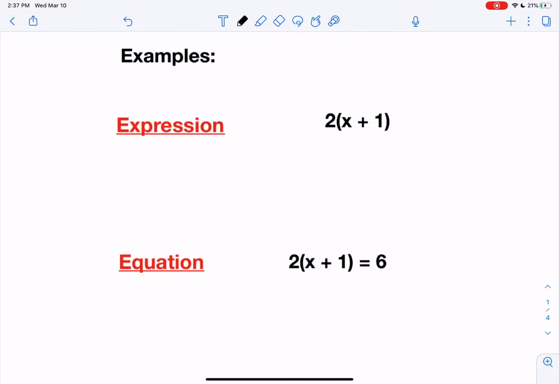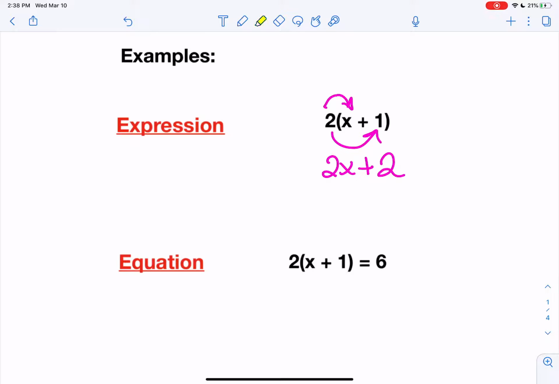Now, if we look at the expression, you'll see that there's no equal sign. All we can really do is simplify by doing the distributive property. So, I could simplify and I end up with 2x plus 2, but there's no answer. There's nothing to solve. We don't know what x is, okay? That's an expression. You can only simplify.